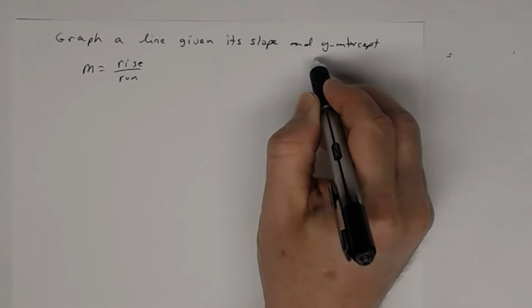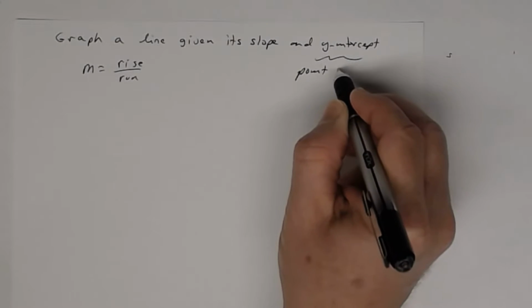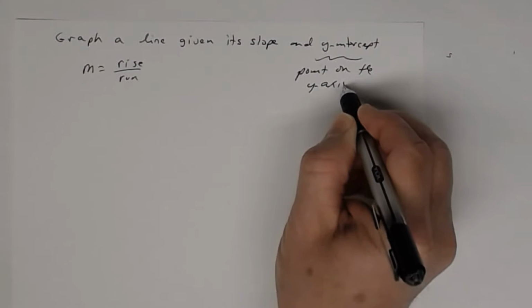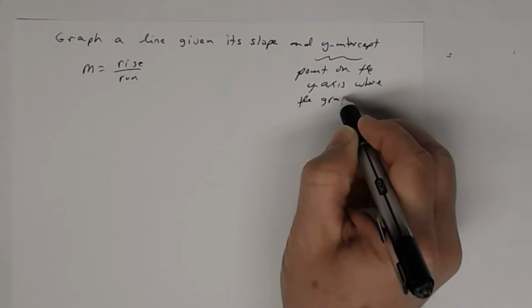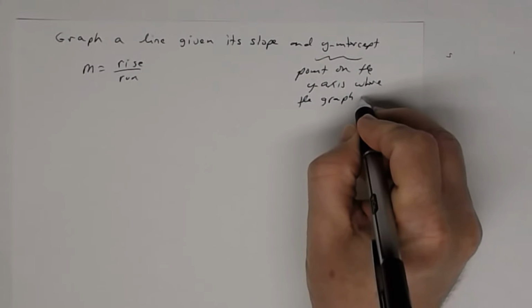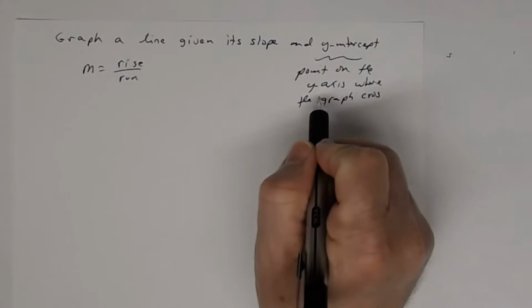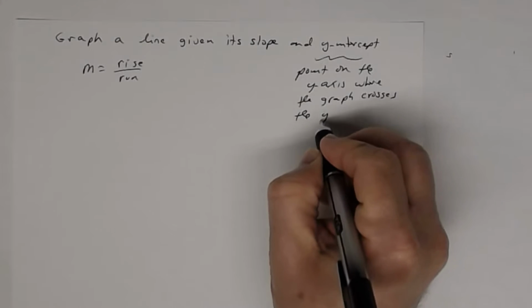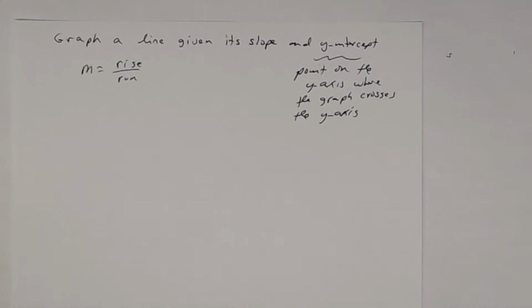And then remember the y-intercept is the point on the y-axis where the graph, or in this case the line, will cross the y-axis. Okay, all right, so let's go ahead and look at an example.